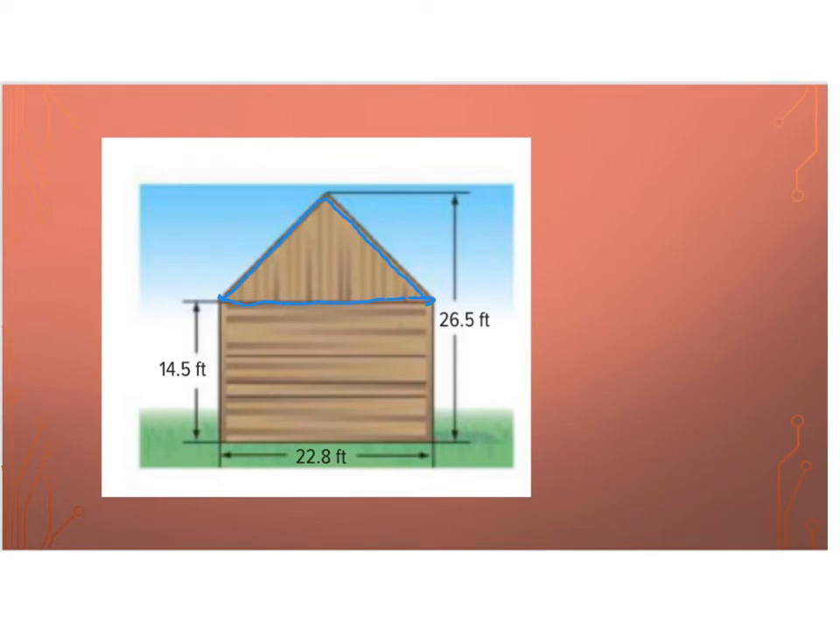Now, what would be the base? There's no number here. But if you look, the base is the same length as the base of the rectangle. So we can just draw this number straight up, and we get 22.8 feet, or 22 8/10 feet. Okay, so then we have to find the height. It says this whole length right here is 26 5/10 feet, but the length of the rectangle is 14 5/10 feet. So we're going to subtract those two numbers, 26 5/10 minus 14 5/10, and you get that the height of the triangle is 12.